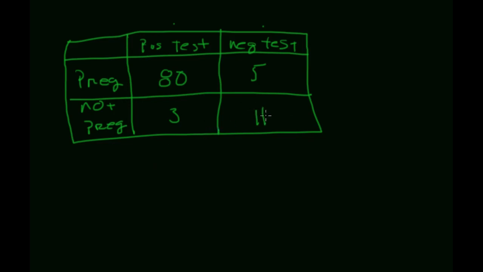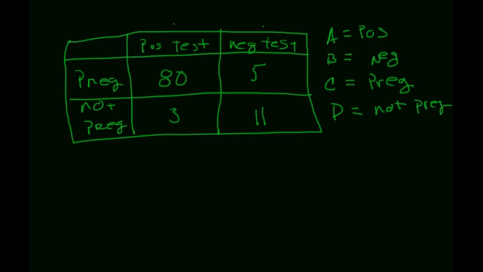All right, so we're going to have 4 events here. We're going to say that A is a positive test result, B is a negative test result, C is that you are pregnant, and D is that you are not pregnant. And where the confusion comes in is that, let's say you have A given C. This is not the same as the probability of C given A.